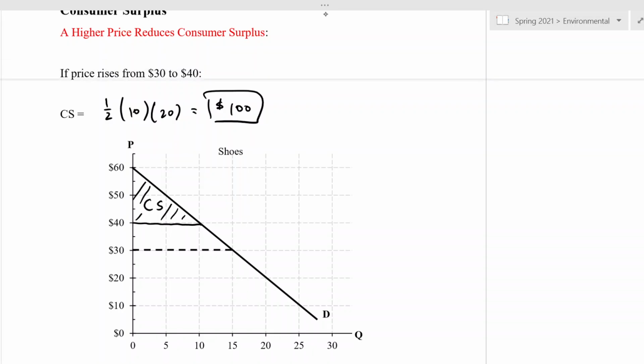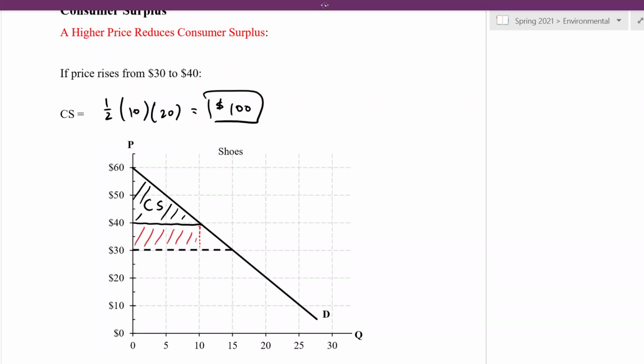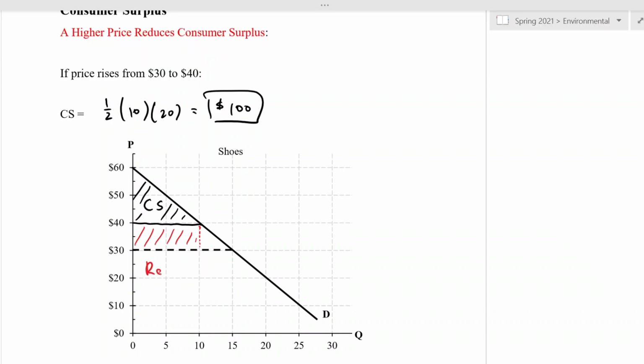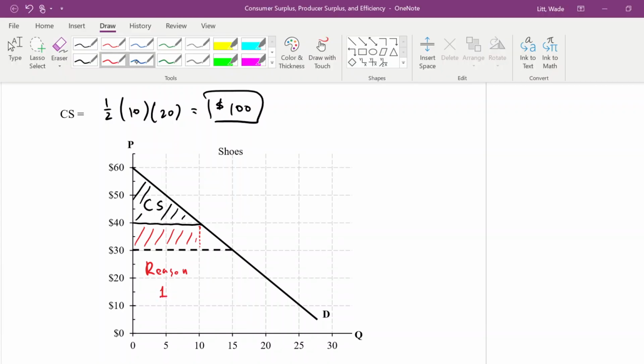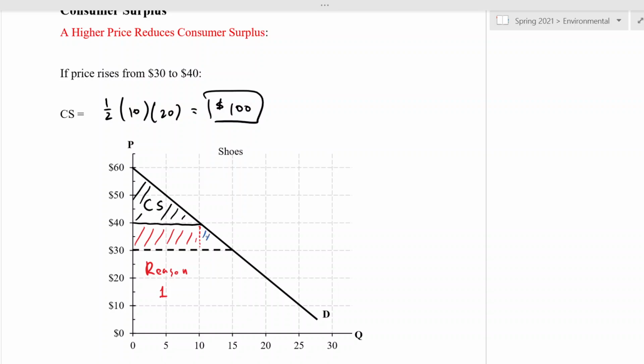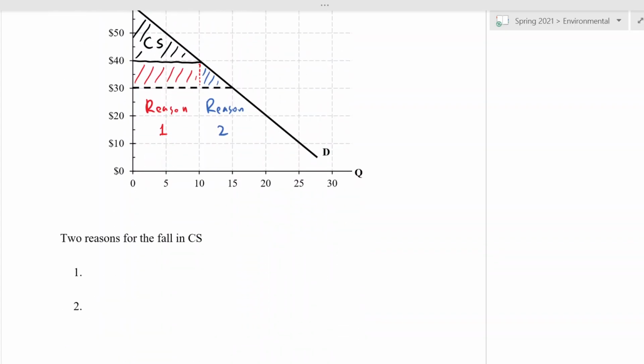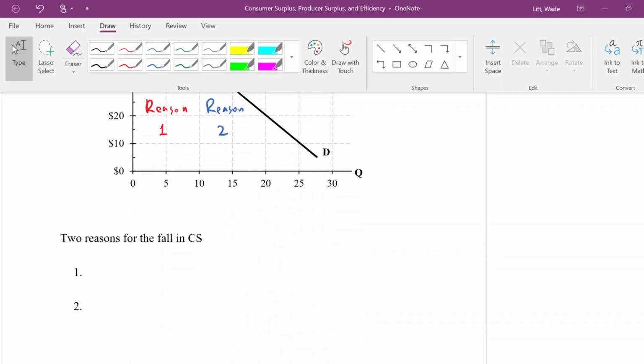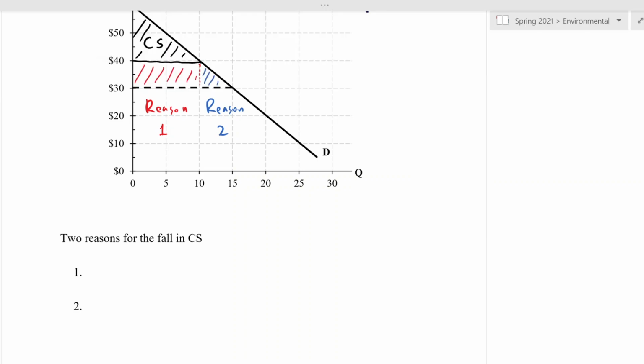So it's going to be broken out into two separate reasons. Some of the surplus is gone here, and we're gonna call this reason number 1. And some of the surplus is gone from there, and that's reason number 2. Okay, now what are the reasons here?